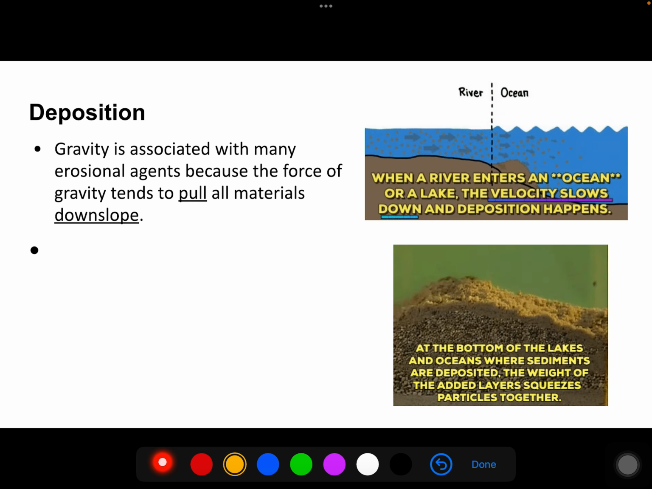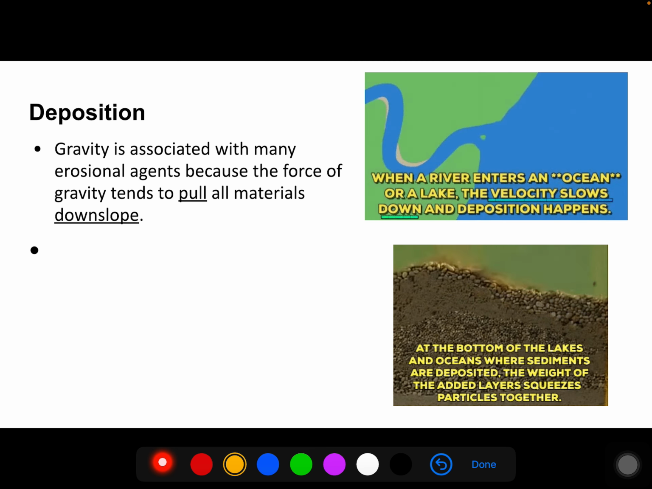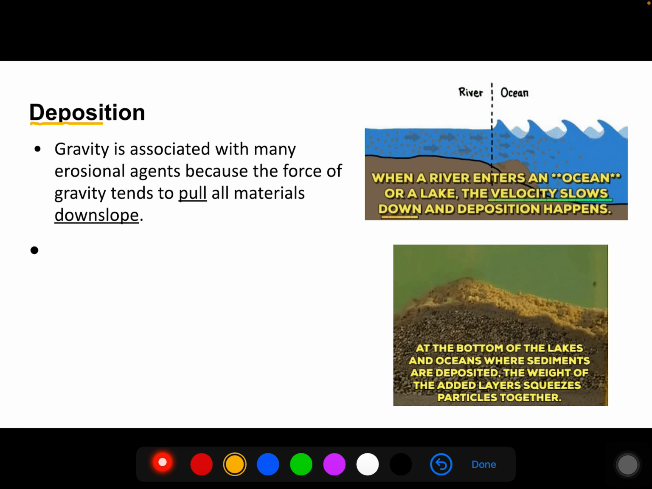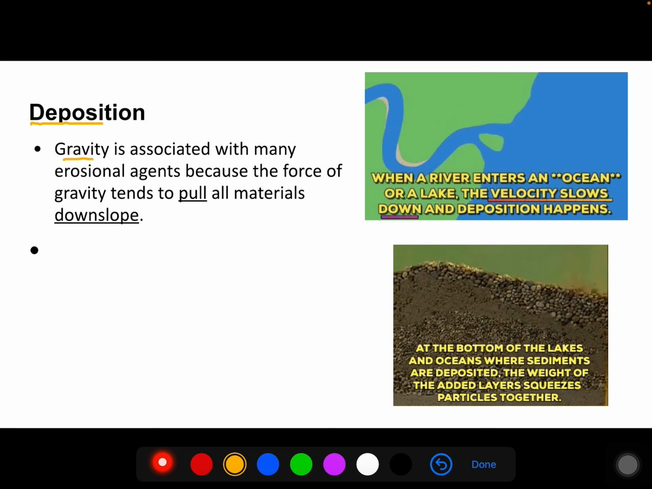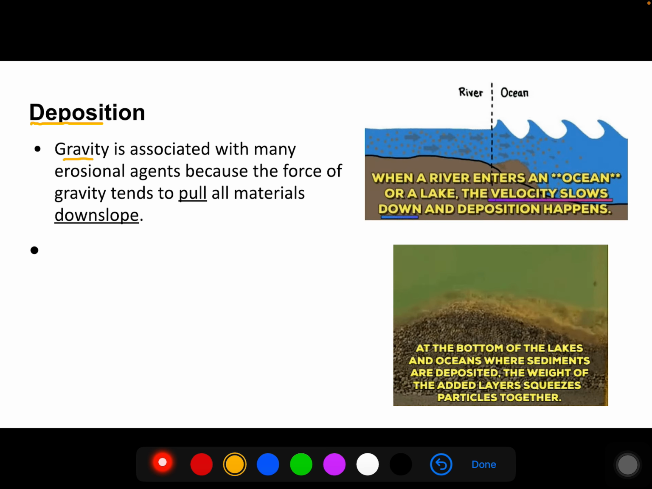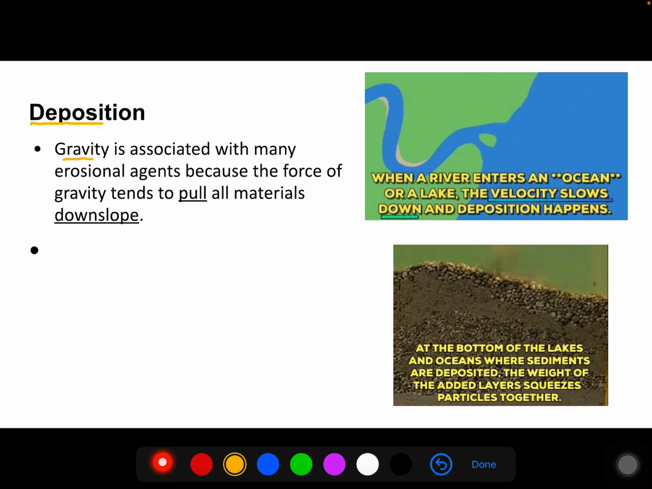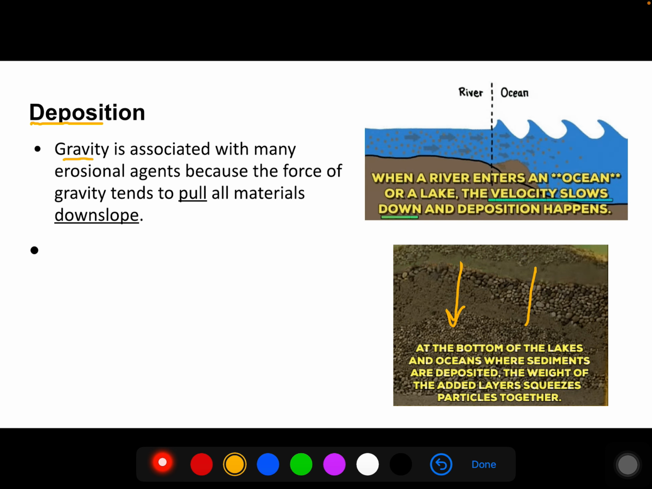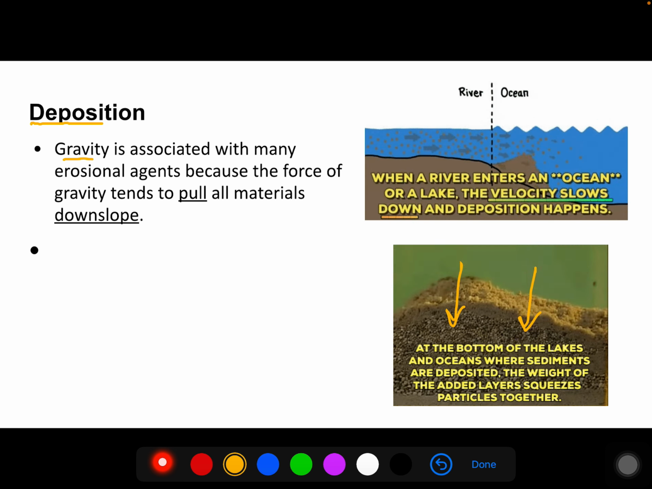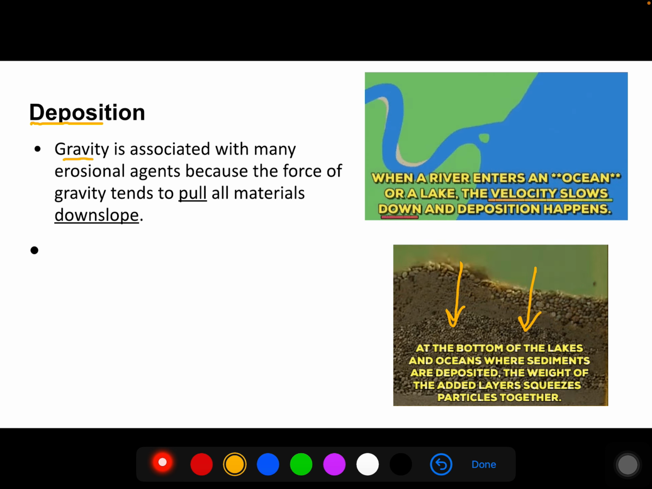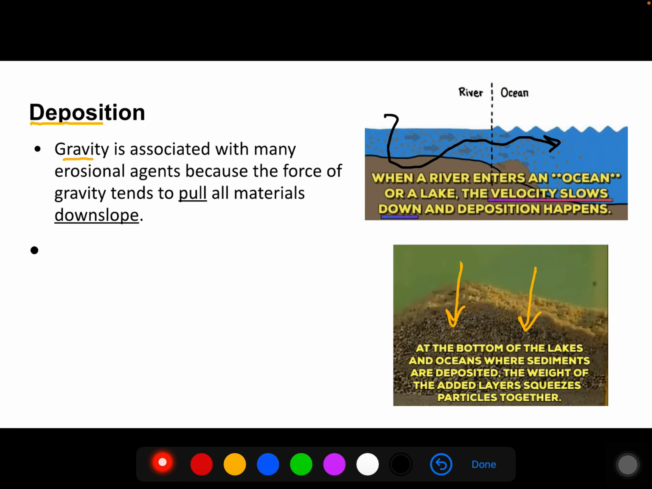The final stage here then is deposition. This is where it gets deposited into its final resting place. Right? Gravity definitely helps out with deposition because materials are constantly being pulled down. Not only down slope, but down towards the bottom of these water type environments. This is a great example showing this flow of the river emptying out into the ocean.